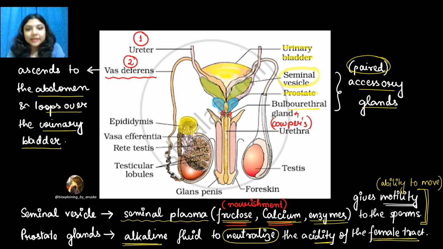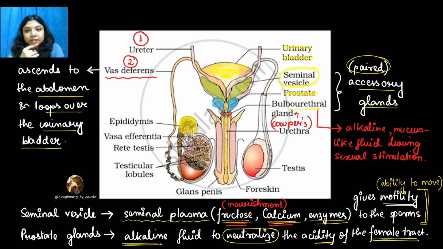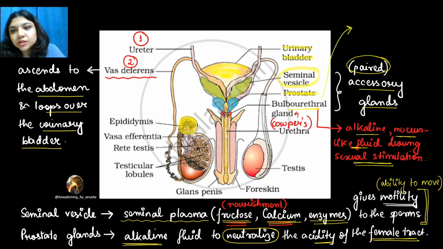So functionally, what do they do? The bulbourethral gland secretes this alkaline mucus-like fluid during sexual stimulation. ठीक है? So this fluid, this Cooper's gland wala fluid, will also help to lubricate the penis. Another function, lubricates the penis.